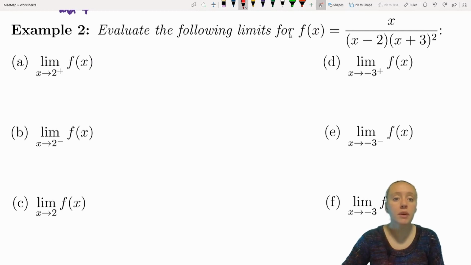Well, that's going to be when x equals 2, our denominator is going to be 0, and when x equals negative 3, our denominator is going to be 0, because each of those factors, if either of them is 0, our entire denominator is 0. And as you can see from our numerator, we cannot cancel out either of those factors. Because we can't cancel those factors out, we're going to have a vertical asymptote at x equals 2 and at x equals negative 3.